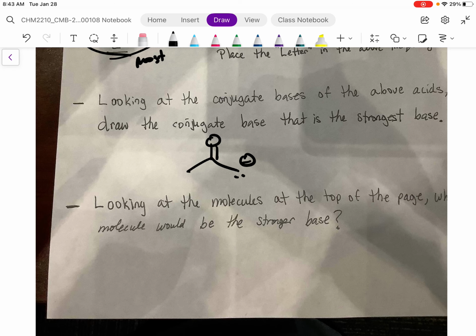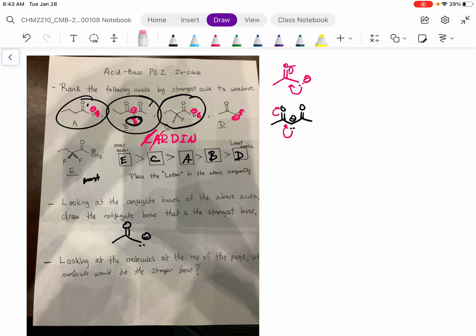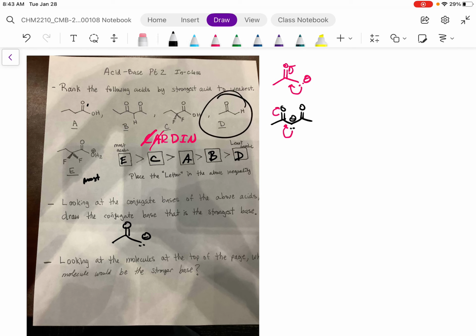Okay, looking at the molecules at the top of the page, what it's trying to say is just look at the acids. Look at those guys right there. I know they're acids, class, but let's just call them bases. Which one would be the strongest base? It would have to be D. Why would D be the strongest base? Because it is the weakest acid. Remember that correlation? The weakest acid means it's going to be the stronger base. Okay?